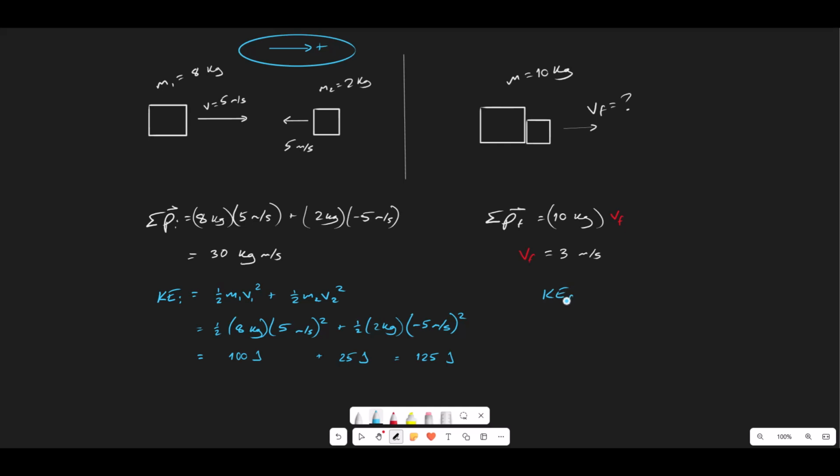In the end, I have a half of now 10 kilograms times 3 meters per second squared. 3 squared is 9 times half of 10, so 9 times 5, that's 45 joules. I'm down 80 joules. And there is a very obvious question to ask here: where did my energy go? It can't disappear. Where did it go?